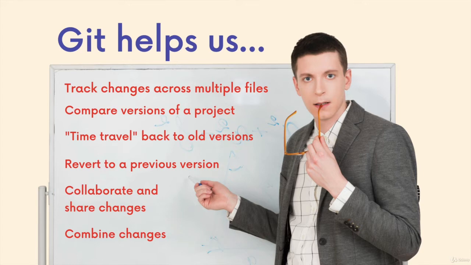at what something looks like a year ago, take a look at Facebook's code base today compared to 2 days ago, go back to a previous version if we mess something up, combine different changes between versions, between different files, between different collaborators, and that's probably the most important part, collaborate and share changes. Git facilitates collaboration between a team of users, of developers, of writers, whatever people are doing with Git. Git facilitates collaboration and sharing those changes between individual people.